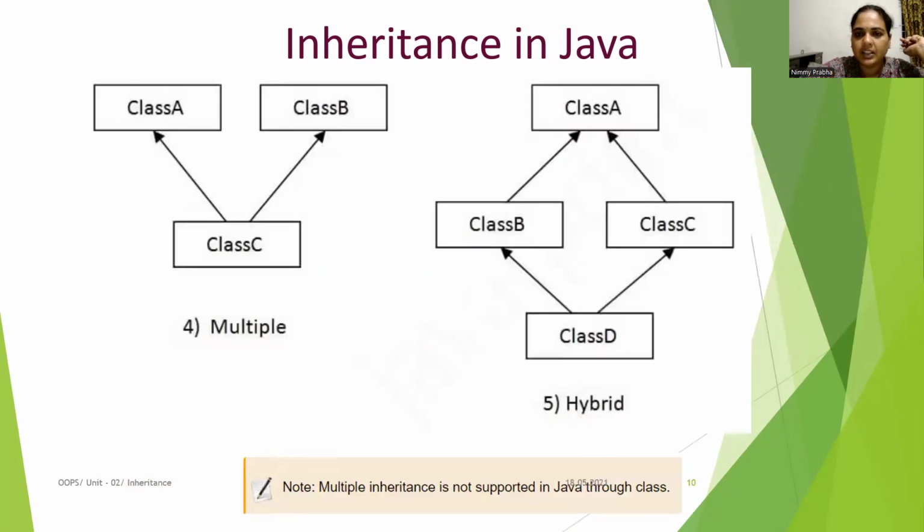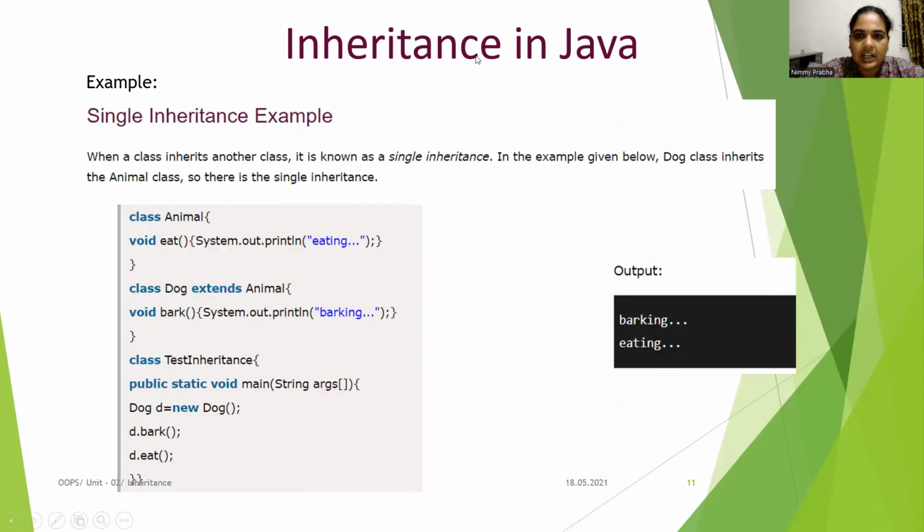In hybrid inheritance, we will use some combination of two inheritances. In Java, we mainly use single inheritance and multi-level inheritance, or single inheritance and hierarchical inheritance. Okay. Multiple inheritance is not supported in Java through classes. So inheritance in Java, the first one is single inheritance. I will explain with an example.